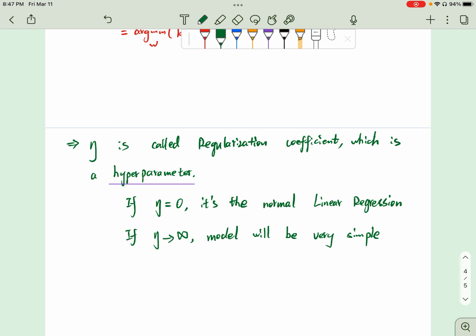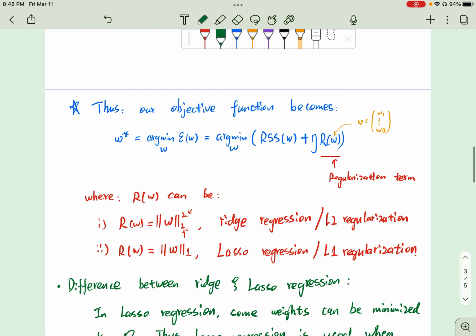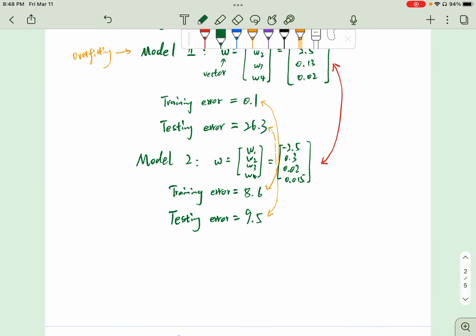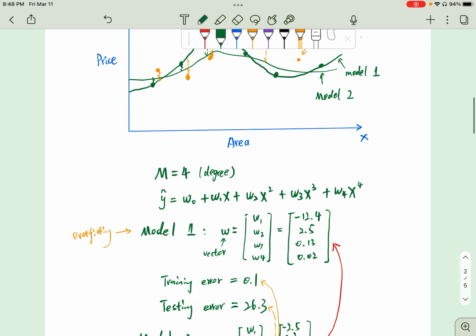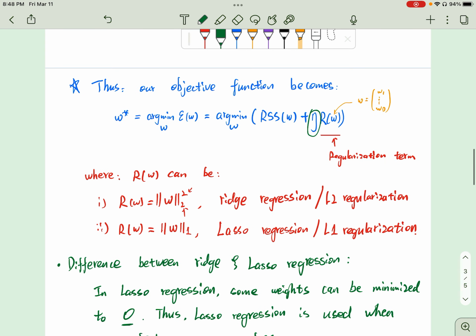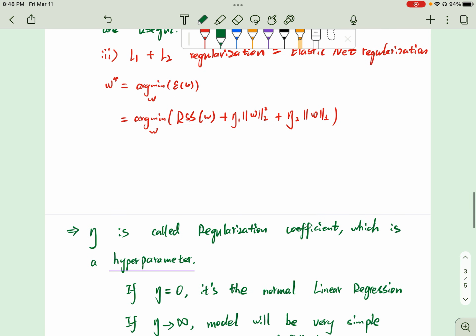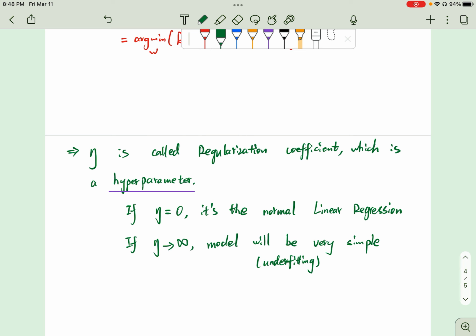You may remember, if our model is very simple, what will happen? Maybe underfitting will happen. Because the model is simple, the weights here are all very small. Maybe in the end, the model will be something like just a straight line, just a horizontal line. So this is a very simple model when the eta is increased to very, very large. So this is what we call a hyperparameter here. And this hyperparameter needs to be tuned.